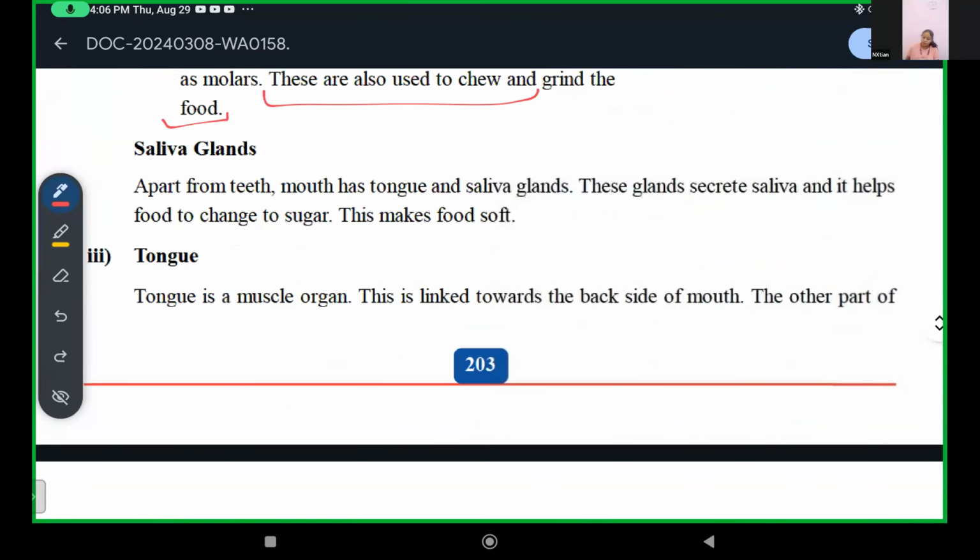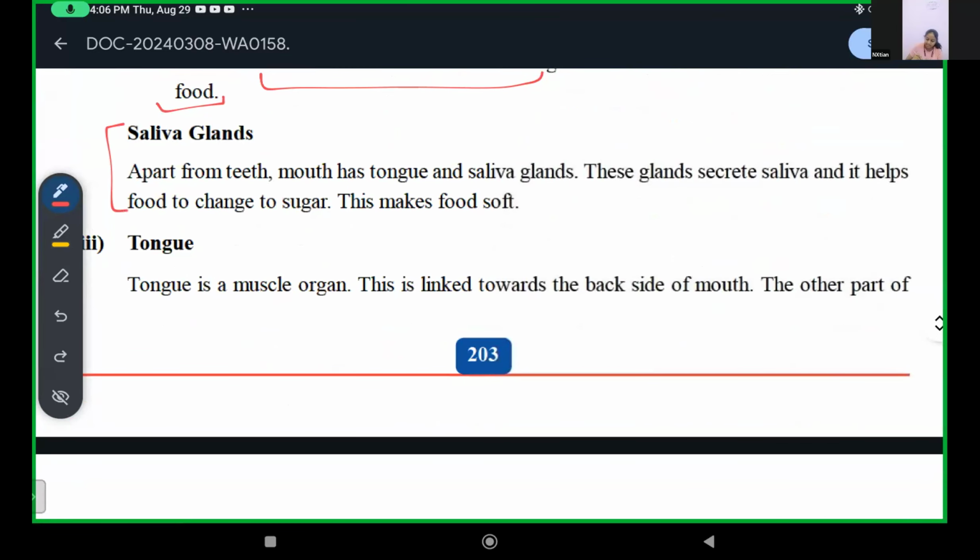Then in our mouths, we also have saliva glands. Now, when we eat something, or when we crave something, or eat something we really like, the glands secrete saliva. What it helps in is that it makes the food soft. It helps the food change to sugar, which makes the food soft. The saliva that the salivary glands excrete makes the food soft.